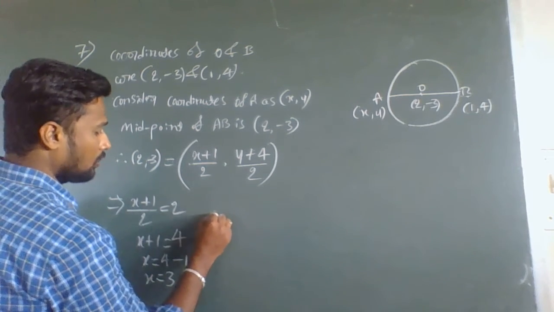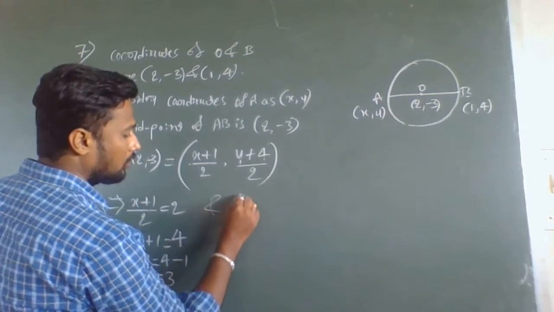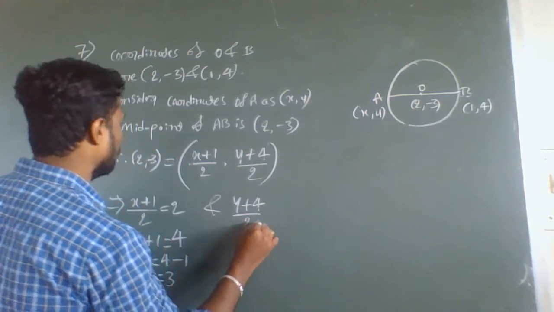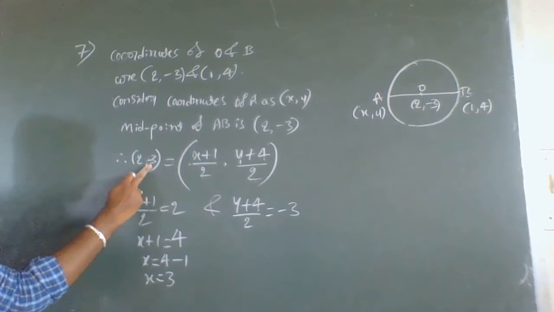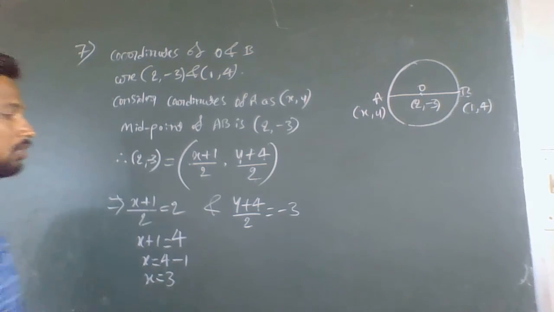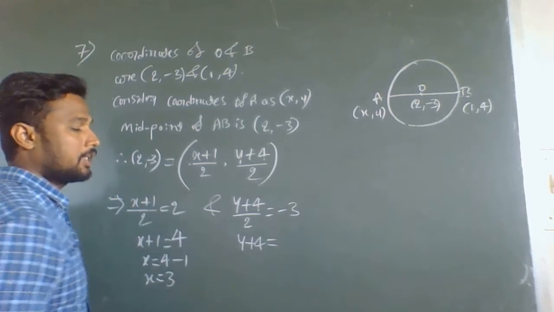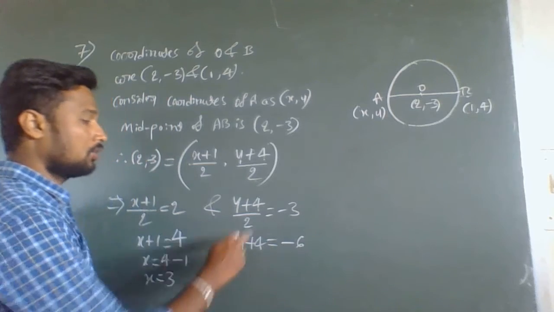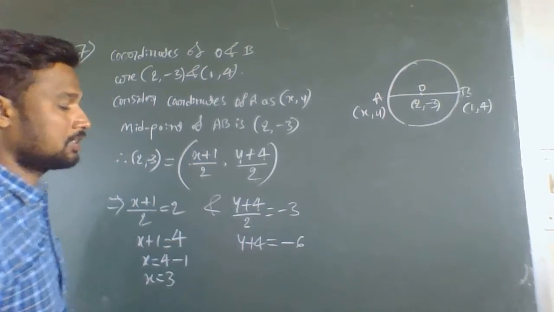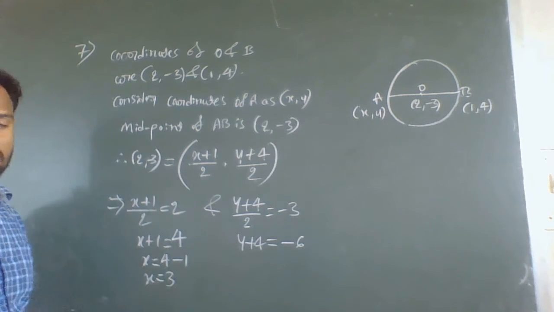Next, we come to the y coordinate values. Y plus 4 divided by 2 equals minus 3, since the y coordinate value is minus 3. Now y plus 4 is equal to, taking the 2 to the right hand side, minus 3 into 2, which is minus 6. So we got y plus 4 is equal to minus 6.